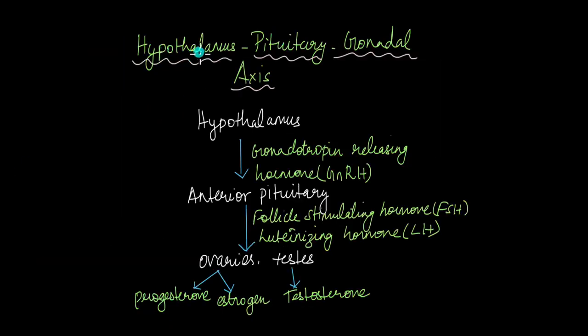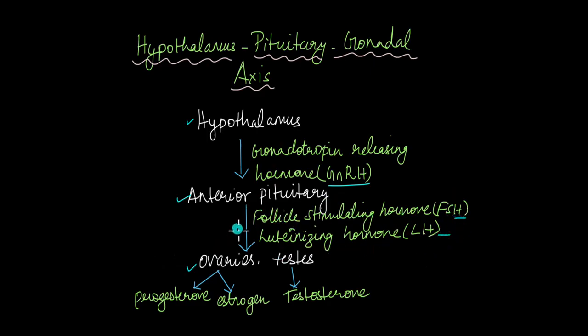So the production of the gonadal hormones, which are estrogen, progesterone and testosterone, is governed by the hypothalamic-pituitary-gonadal axis, which involves the hypothalamus, the anterior pituitary and the gonads. So what happens is that initially the hypothalamus secretes gonadotropin releasing hormone, or GnRH. This GnRH then signals the anterior pituitary to release follicle stimulating hormone, FSH, and luteinizing hormone, LH.